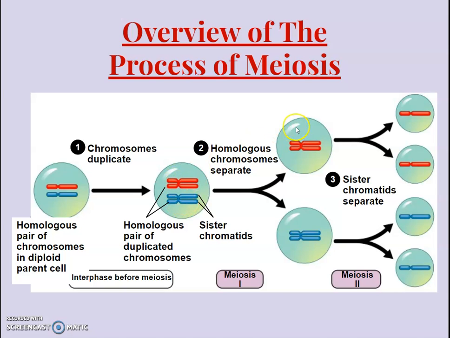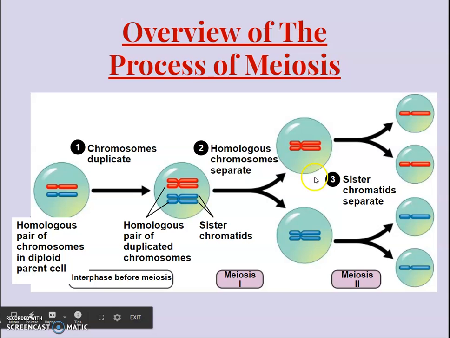Then those homologous chromosomes are going to separate into two separate cells after the first stage of meiosis, after meiosis 1. And then those second set of cells are going to go through the process of meiosis again, meiosis 2, but they're not going to replicate before, and that's how you end up with 4 cells that have half of the DNA as the parent cell.